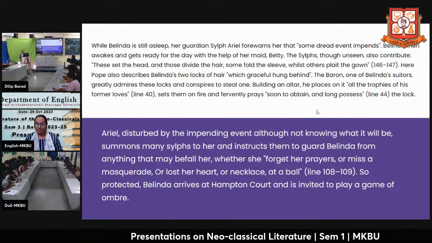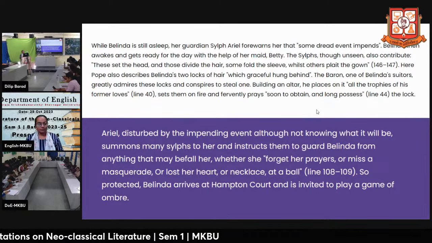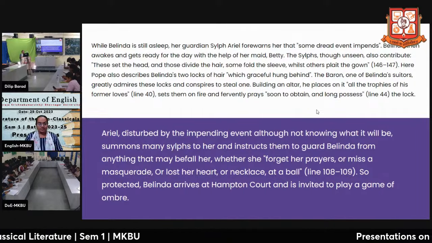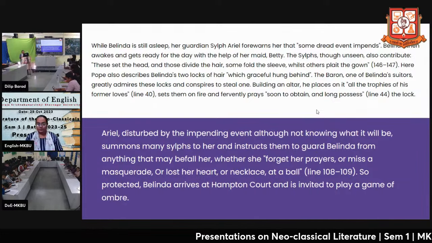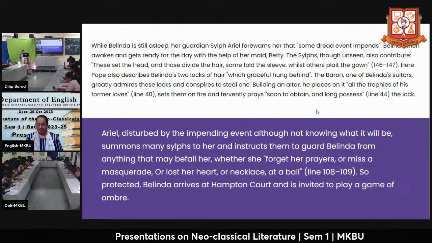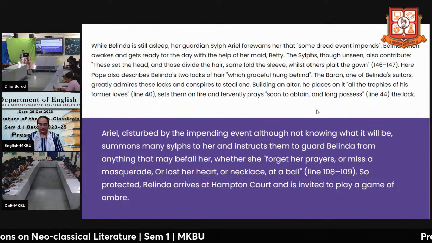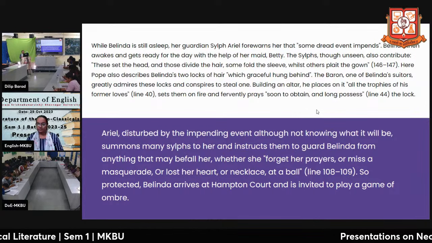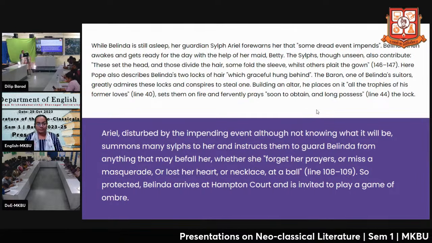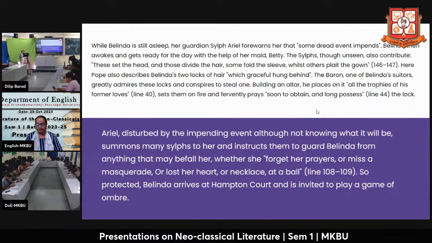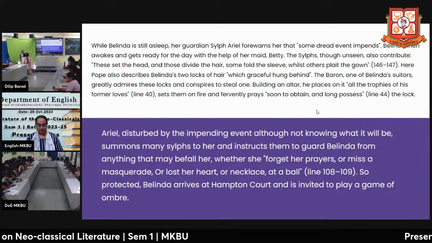Building an altar, he places on it all the trophies of his former loves, sets them on fire and fervently prays, soon to obtain and long possess. Ariel, disturbed by the impending event, although not knowing what it will be, summons many sylphs to her and instructs them to guard Belinda from anything that may befall her.